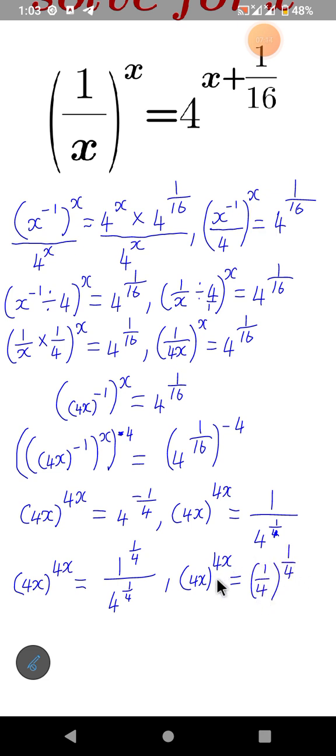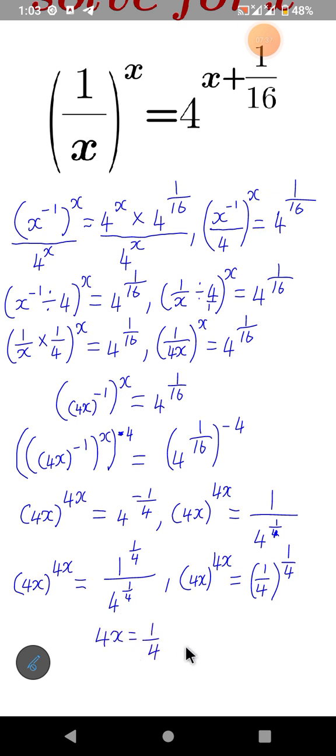Now the next step will be to compare. See, the power here is 4x, and the power at this side is also what? 1 over 4. So the power here is 4x, the power here is what? 1 over 4. While the power here again is what? 4x. The base here is 4x and the base here is what? 1 over 4. So I can simply say that 4x is equal to 1 all over 4.